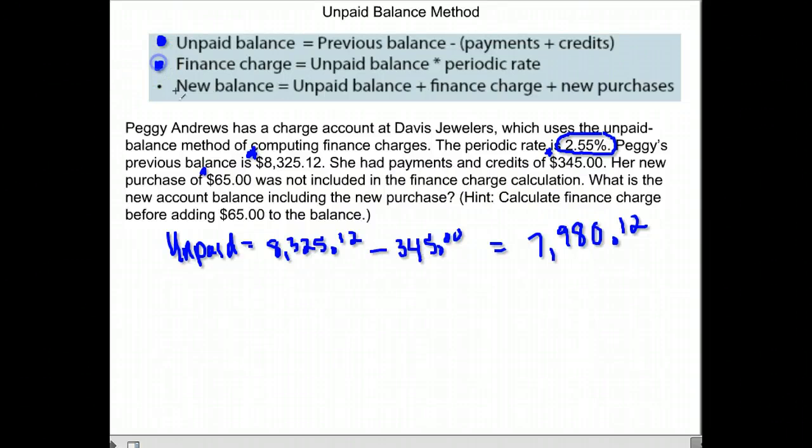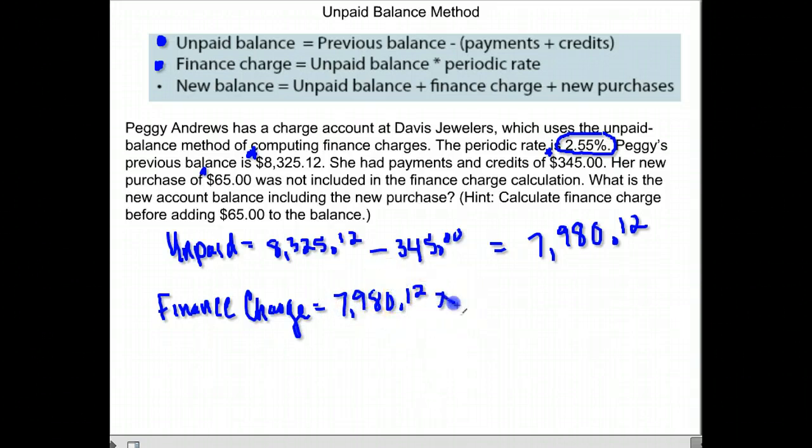We need to find the finance charge. This is the unpaid balance method. So to find the finance charge, you take the rate times your unpaid balance. Our unpaid balance again was $7,980.12. We're going to multiply that by our interest rate, 2.55%, move the decimal 2 places to the left. So we have 0.0255 and multiply. That gives us $203.49. That's just in interest.